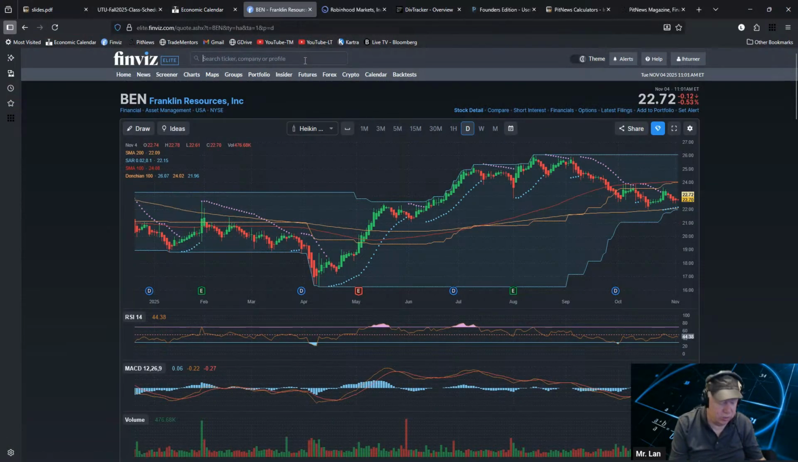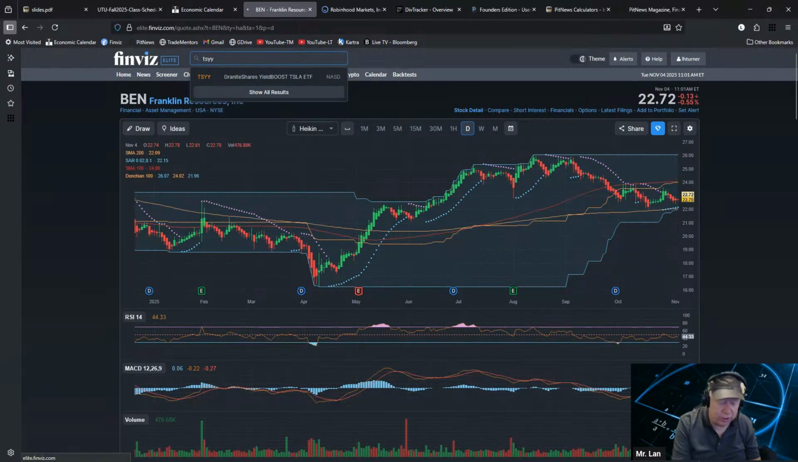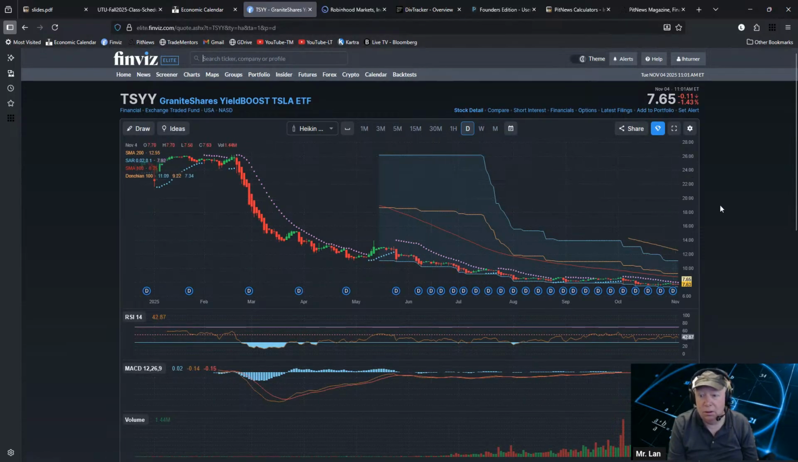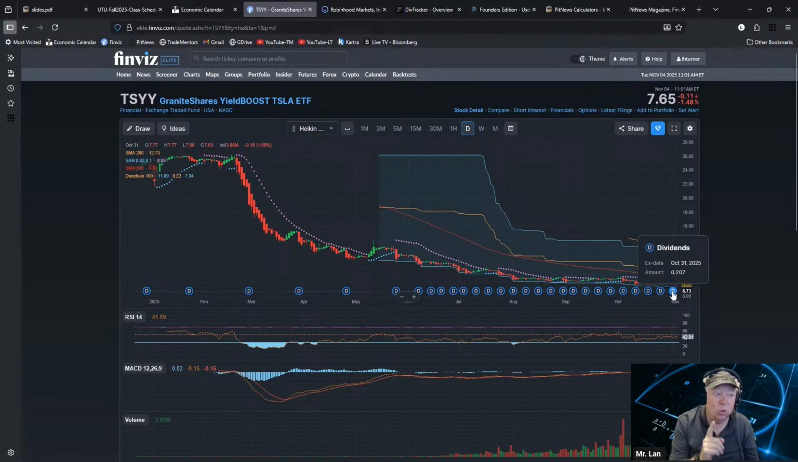We're going to TSYY. This is the Granite Shares version, not the Yield Max version. I have the Yield Max version. I'll show you that one in just a second. So see how this is $7.63 a share? And the dividend on it is 20 cents. But that's 20 cents a week, not 20 cents a quarter.